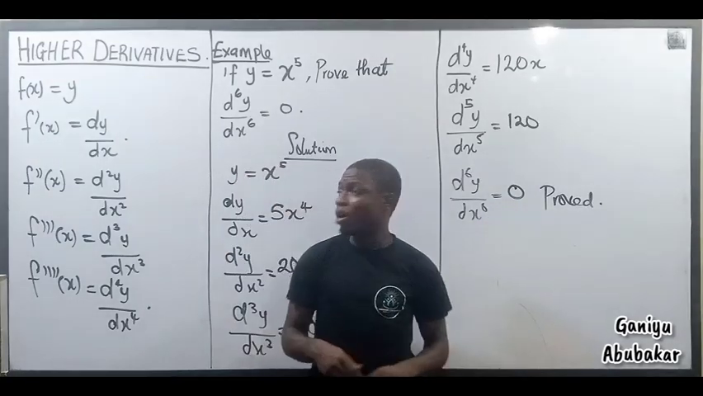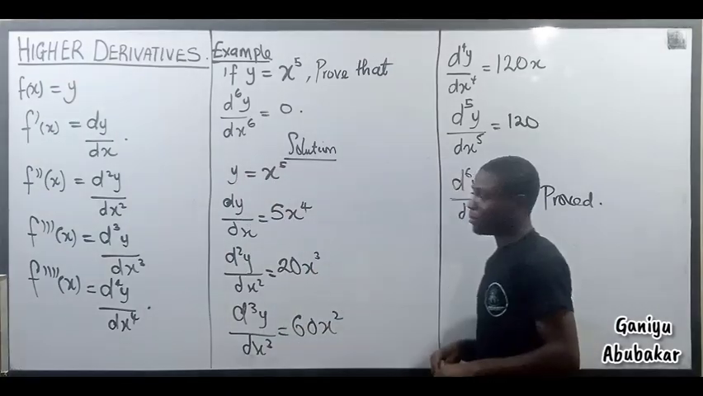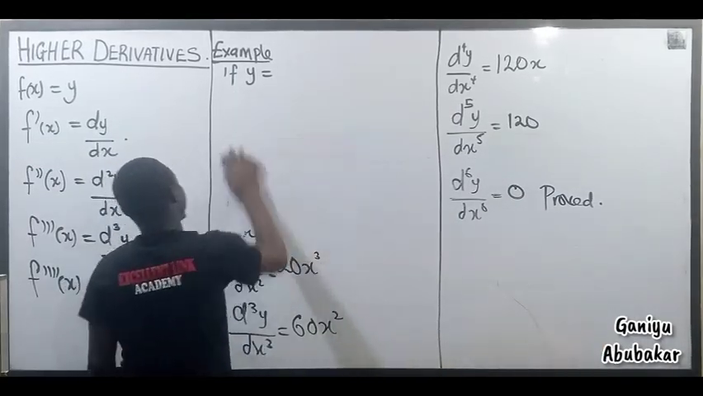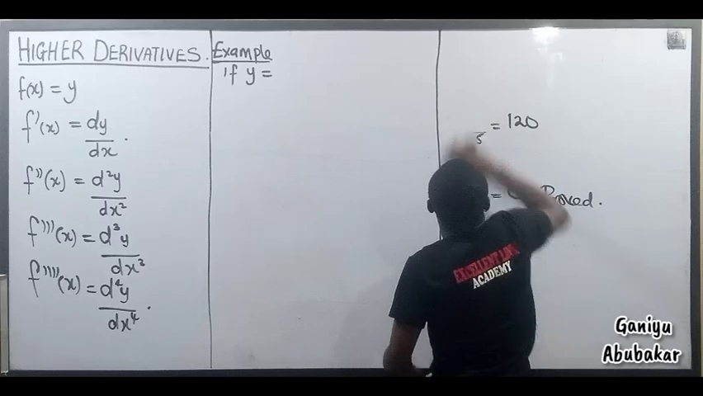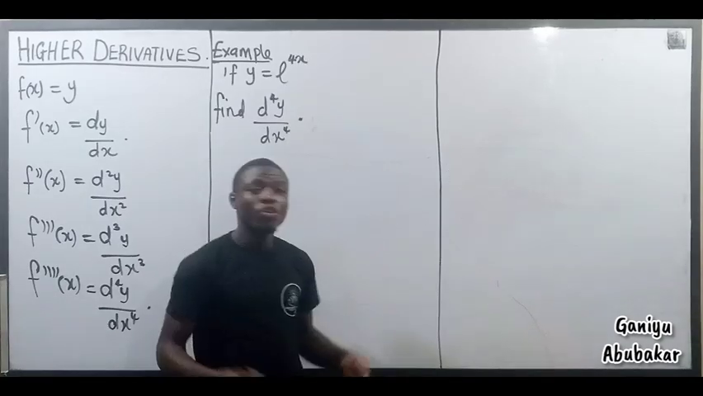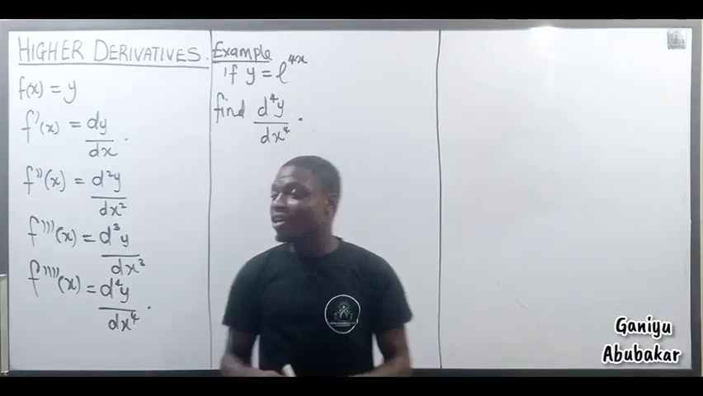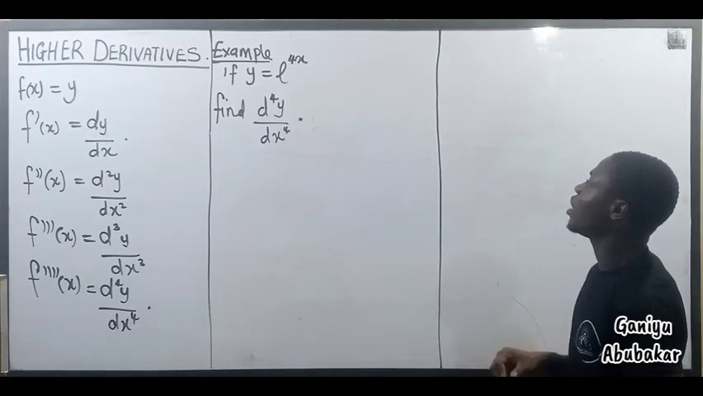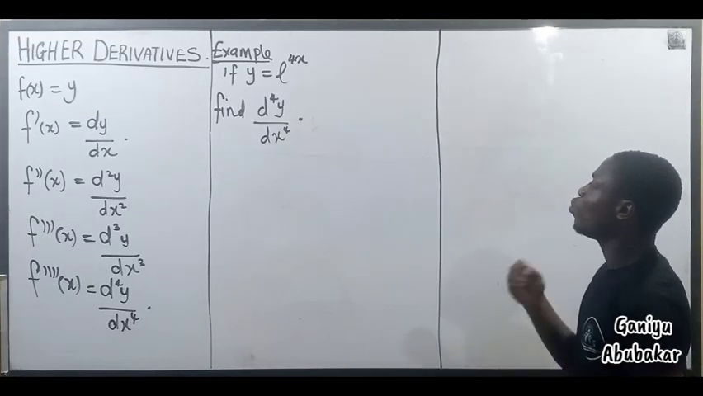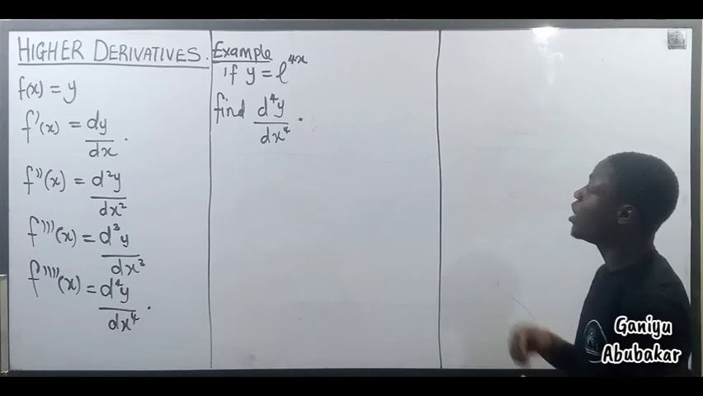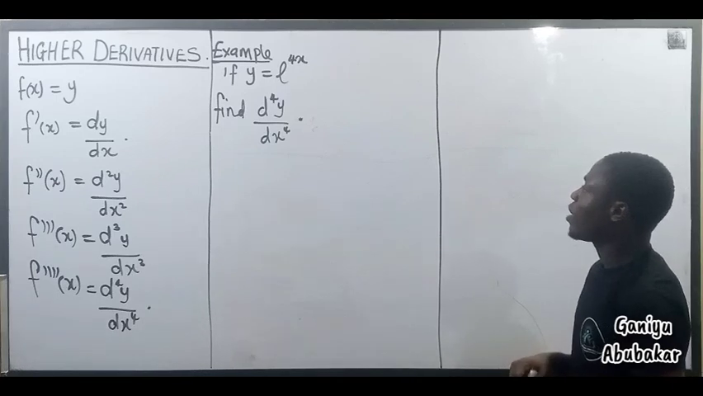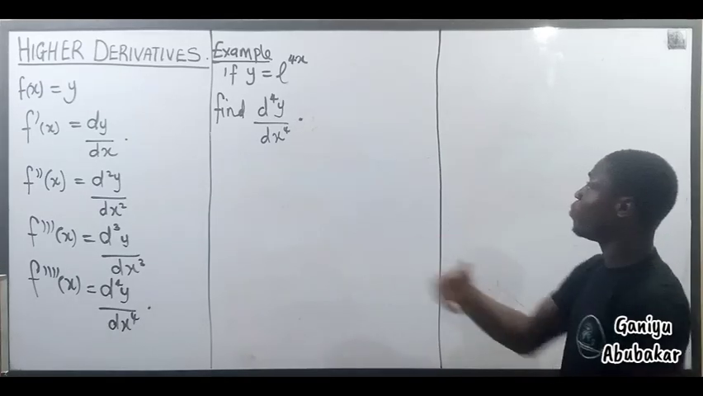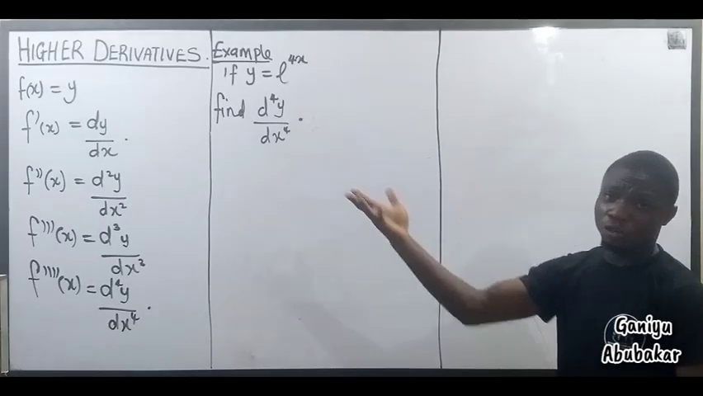Let's take another example on this concept. Example 2 says that if y is equal to exponential 4x, find d⁴y over dx⁴.